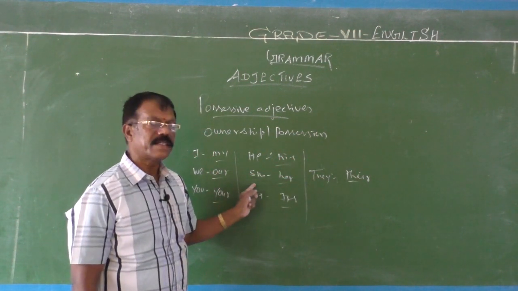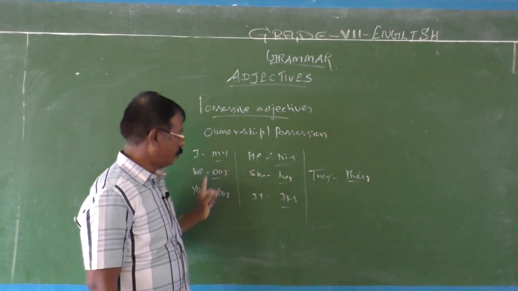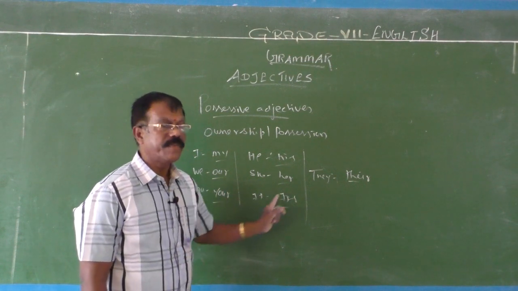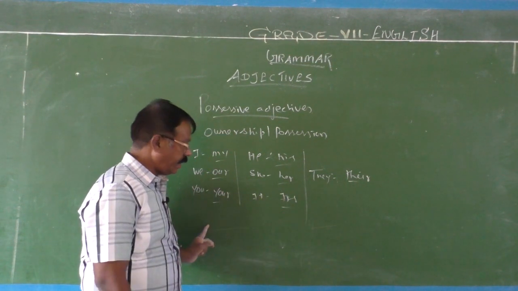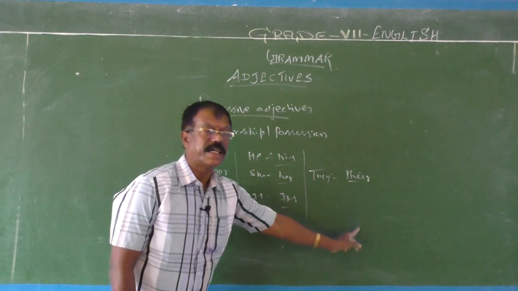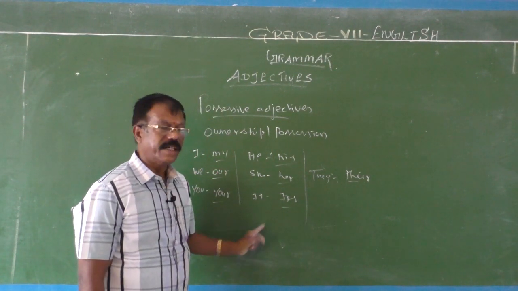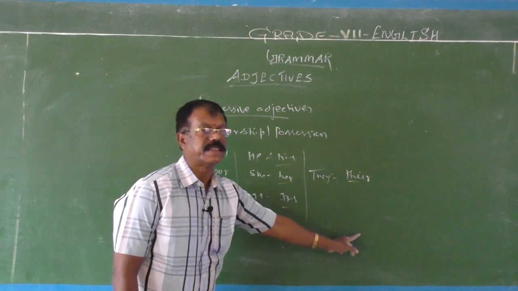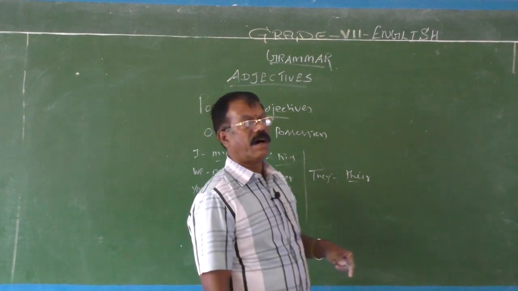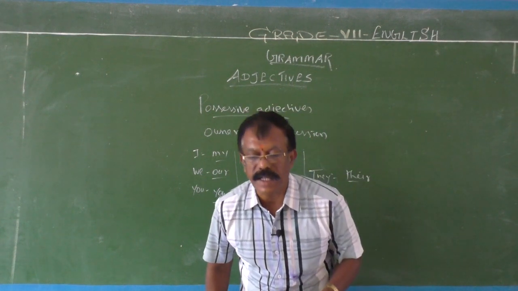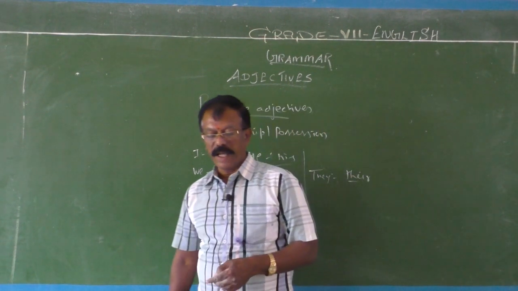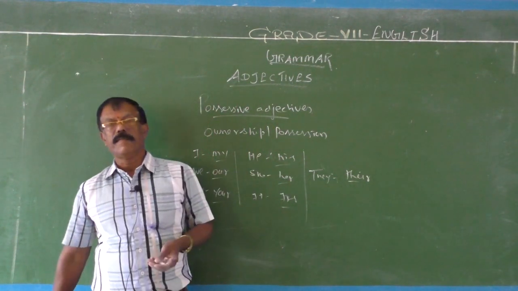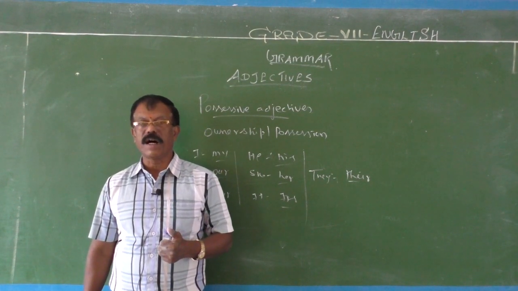Okay, I, me, my, mine, we, us, our, ours, you, your, yours, he, him, his, she, her, hers, it, its, they, them, theirs. Okay, so this is a table of various forms of personal pronouns. You should know these things. I hope all of you know these things well. They are called possessive adjectives because they refer to the possession or the ownership.